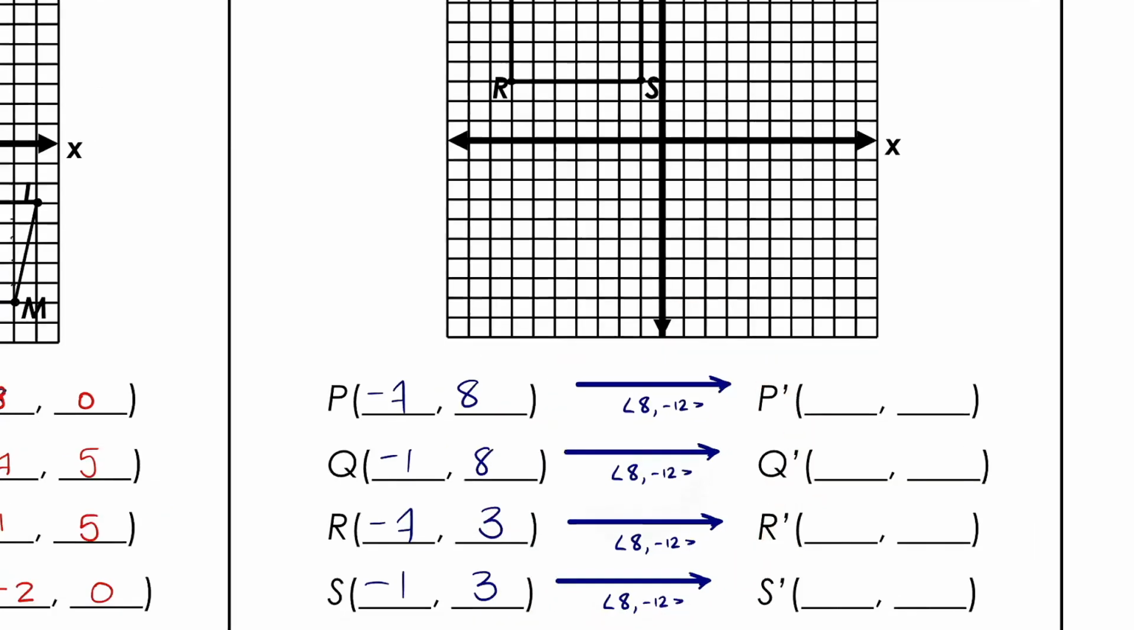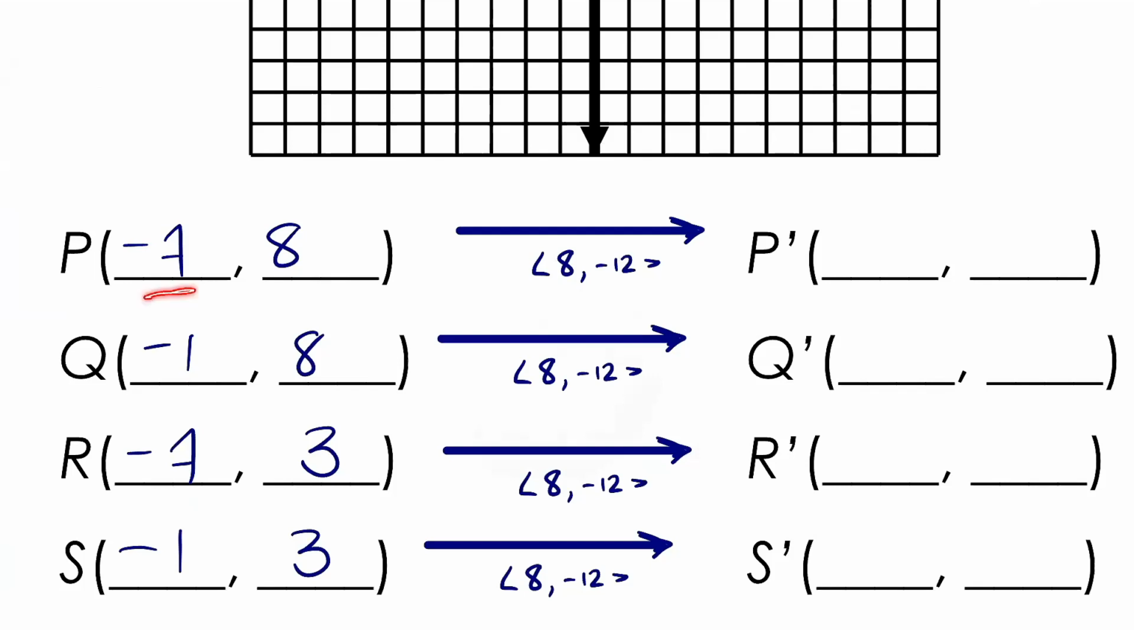All right, now we're going to do the math. Negative 7 plus 8 is 1. 8 minus 12 is negative 4. Negative 1 plus 8 is 7. 8 minus 12 is negative 4. And then we do that as we continue down. Negative 7, positive 7, negative 9.